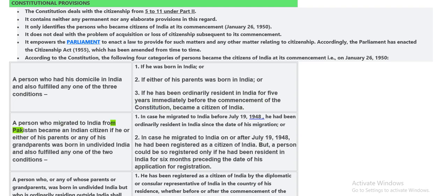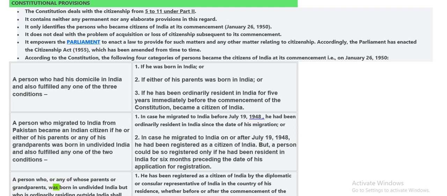A person who migrated to India from Pakistan became an Indian citizen if he or either of his parents or any of his grandparents was born in undivided India and also fulfilled any one of the 2 conditions: 1. In case he migrated to India before July 19, 1948, he had been ordinarily resident in India since the date of his migration, or 2. In case he migrated to India on or after July 19, 1948, he had been registered as a citizen of India. But, a person could be so registered only if he had been resident in India for 6 months preceding the date of his application for registration.